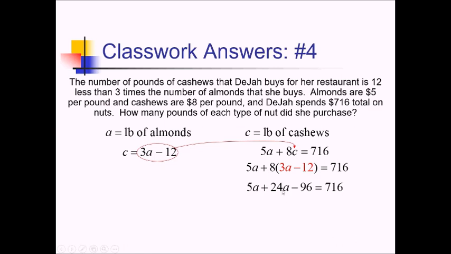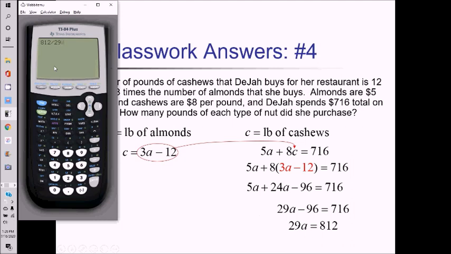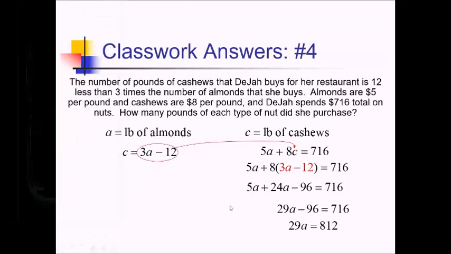Combine some like terms. We've got 29A minus 96 on the left side. If I add 96 over to the right side, let's see here. If I added 6, that would be 722. Add another 90, that's going to be 812. And now we have to divide that by 29. Well, I'm going to the calculator for this one. So 812 divided by 29 gives us 28. So that's telling us that we have 28 pounds of almonds. That's a whole lot of almonds. But again, this is for a restaurant, so who knows, maybe they actually need that many.